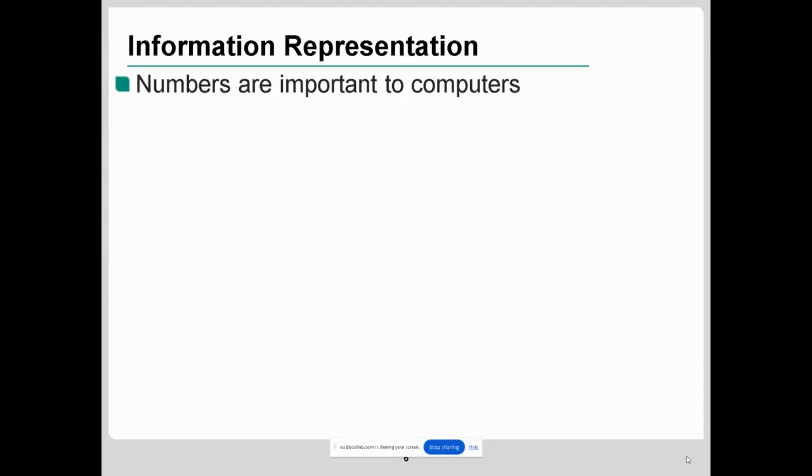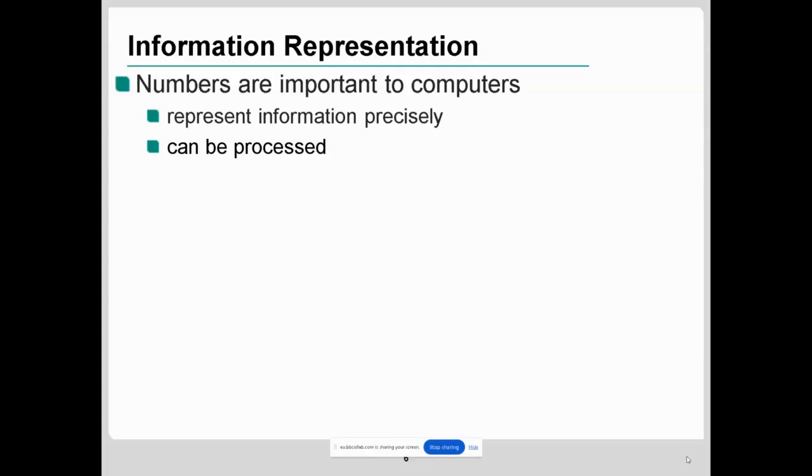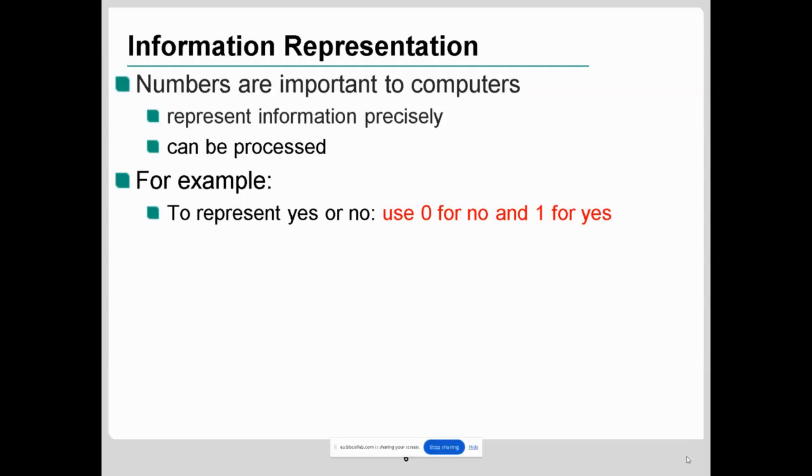Computers only understand numbers, and numbers are very important to computers. Numbers represent information precisely, and it can be processed. I will explain with an example. To represent yes or no, you can say 0 for no, 1 for yes.